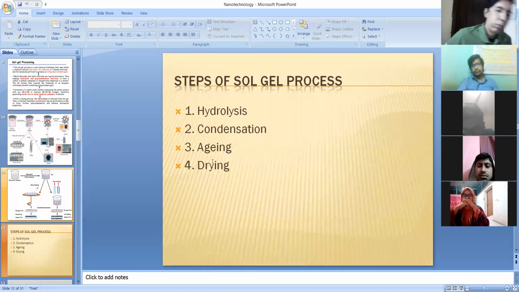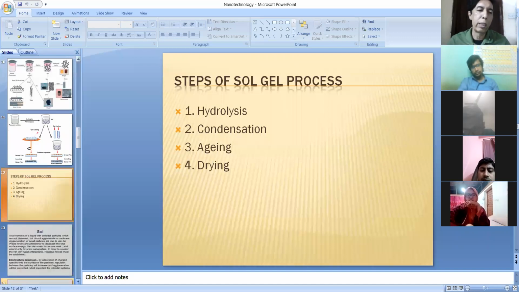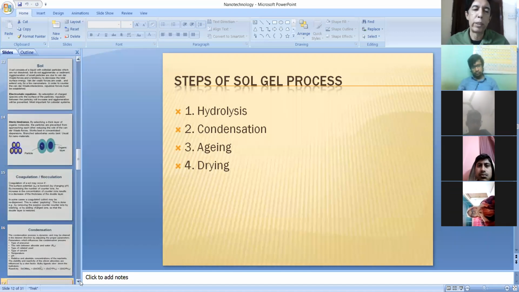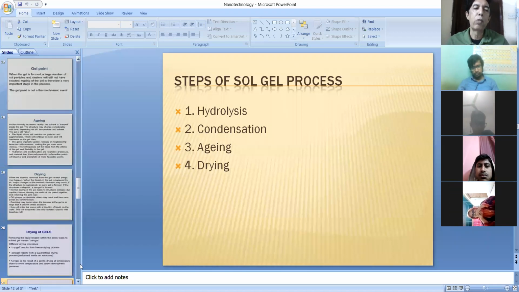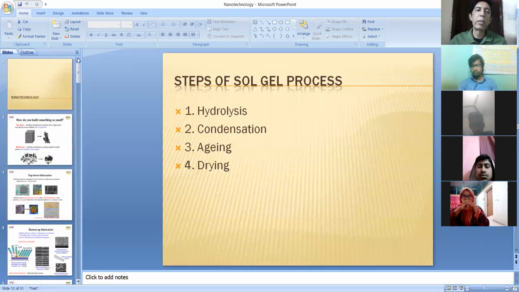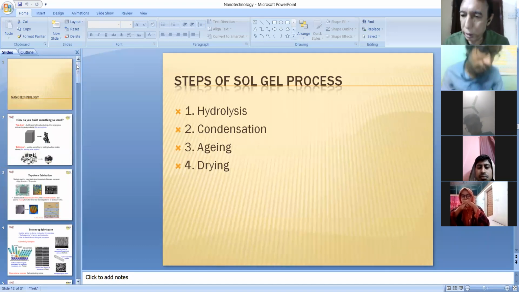Now, next day, we'll see the details of sol formation, condensation, and everything. Now, this is the simple way of the sol-gel process.